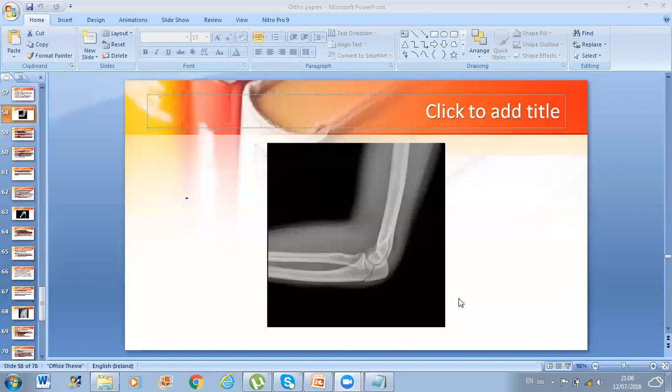Third, I will tell you, extending below the coronoid. The fracture which is extending below the coronoid, you cannot fix it with a tension band.